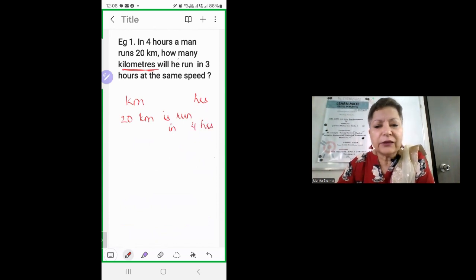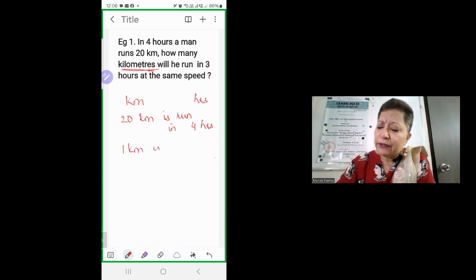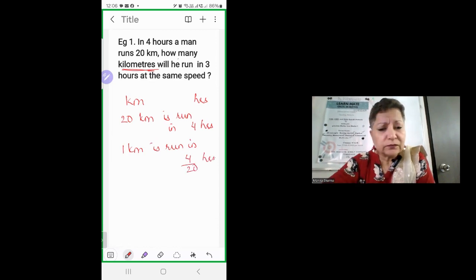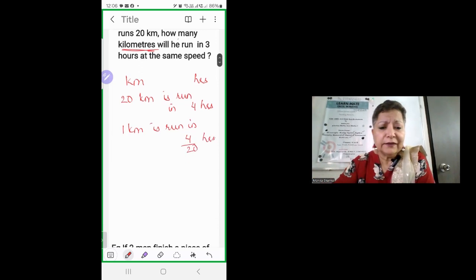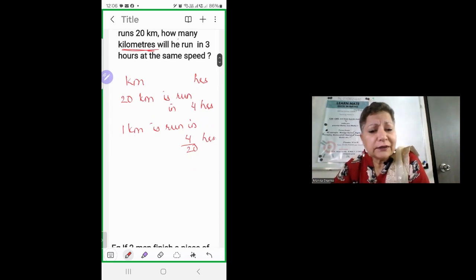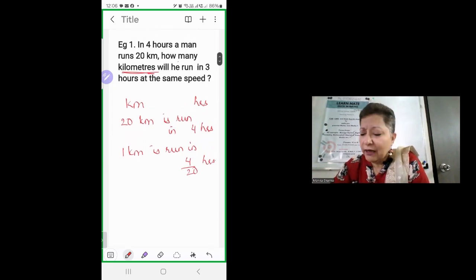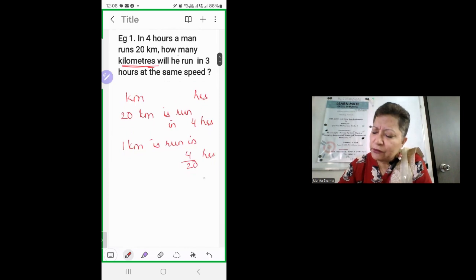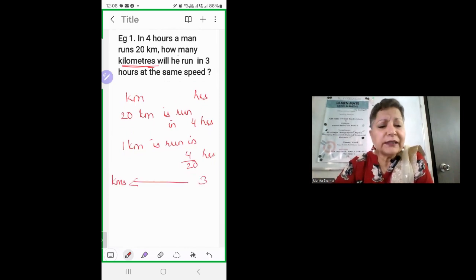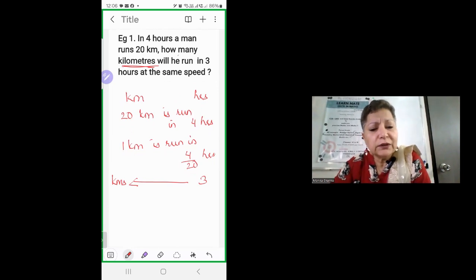As the unitary method says, I need to first find out 1 kilometer. So 1 kilometer would be run in 4 by 20 hours. And then finally, I need to find out for 3 hours. So how am I going to write here? 3 hours is already here. How will I get my kilometers? So that's going to really create a real confusion.